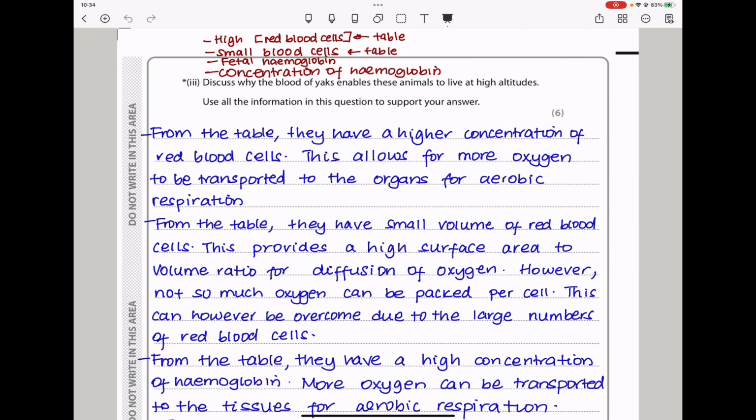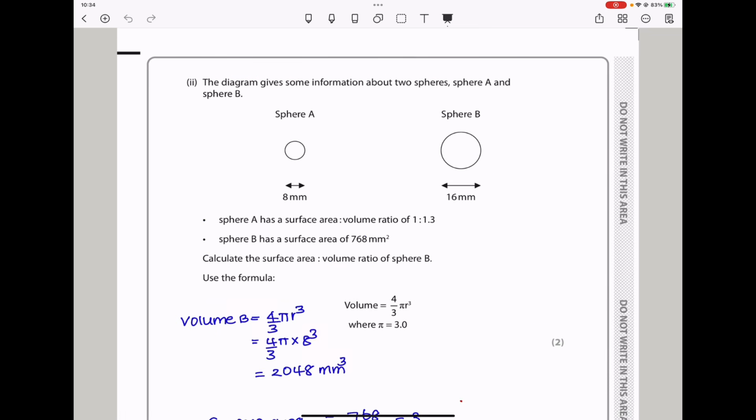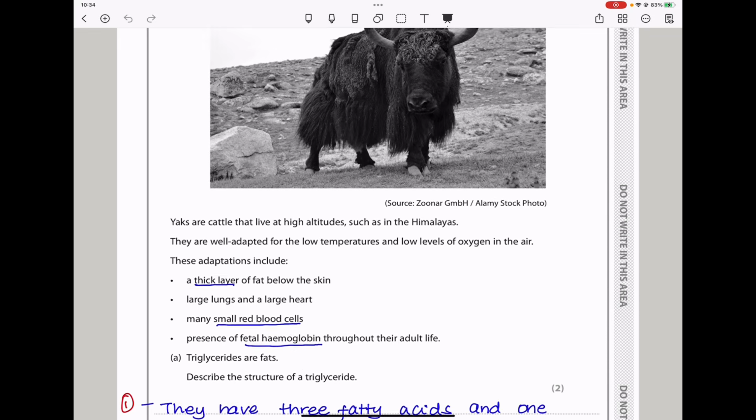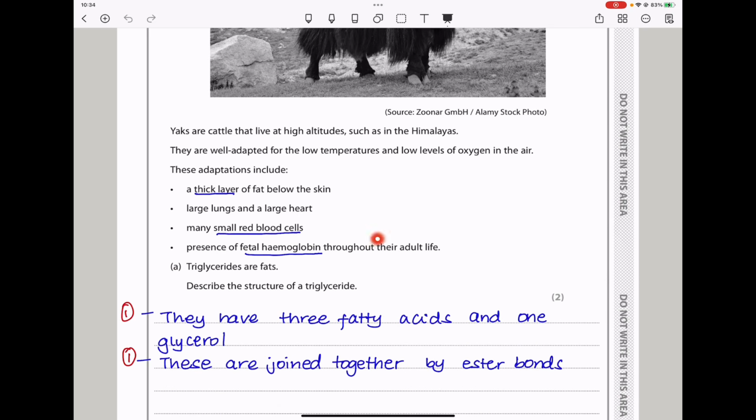Moving on. Here they say, discuss why the blood of yaks enables these animals to live at high altitude. They say use all the information in this question to support your answer. So I'm going to go back once just to show you. We can see from the beginning, we had this information here. Remember, yaks have thick layers of fat below their skin. They have large lungs and large hearts. They have many red blood cells. There is presence of fetal hemoglobin throughout their adult life.